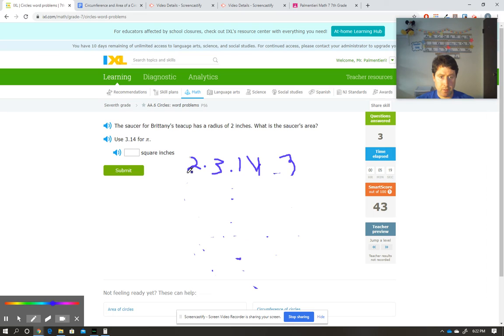Okay. So now with area, we're going to do pi times radius squared.